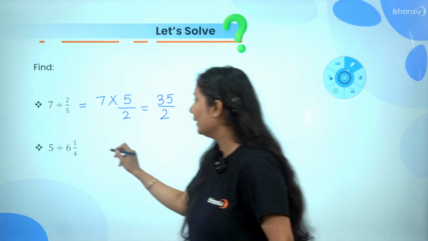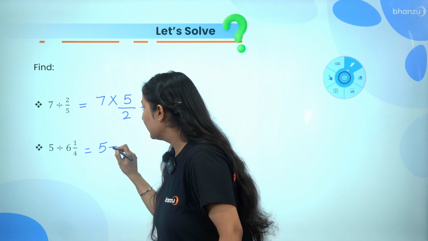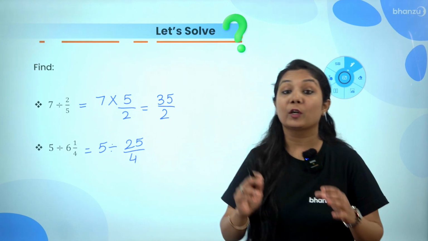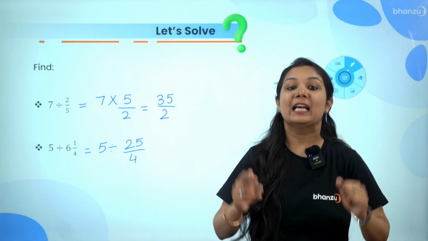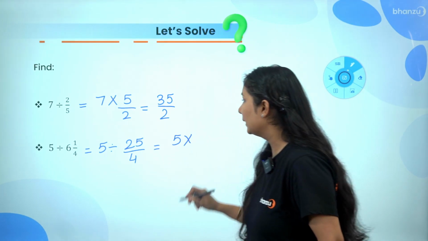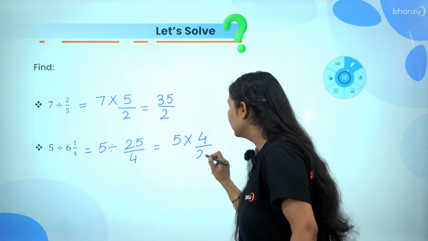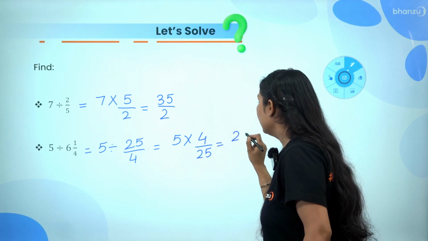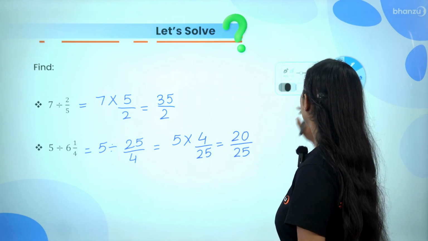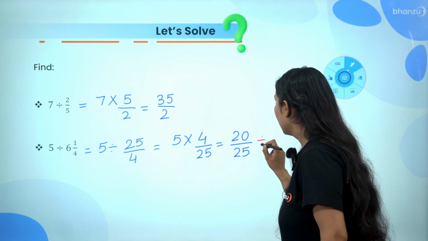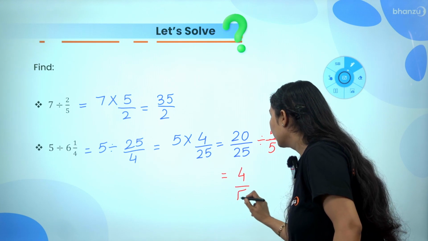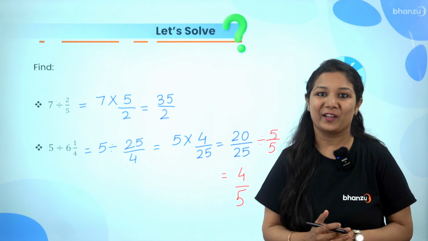Right? And the next one, 5 divided by 25 by 4, right? We have converted the mixed fraction into an improper fraction. That was our first step. Now the second step would be division becomes multiplication and the reciprocal of this. So we get 20 by 25, and as we can see they have a common factor. So let's divide it by the common factor 5. So our simplest form over here would be 4 by 5. The answer would be 4 upon 5.